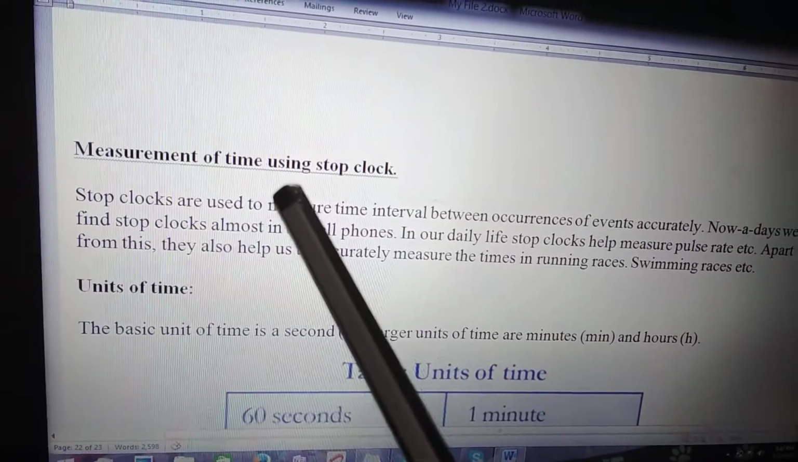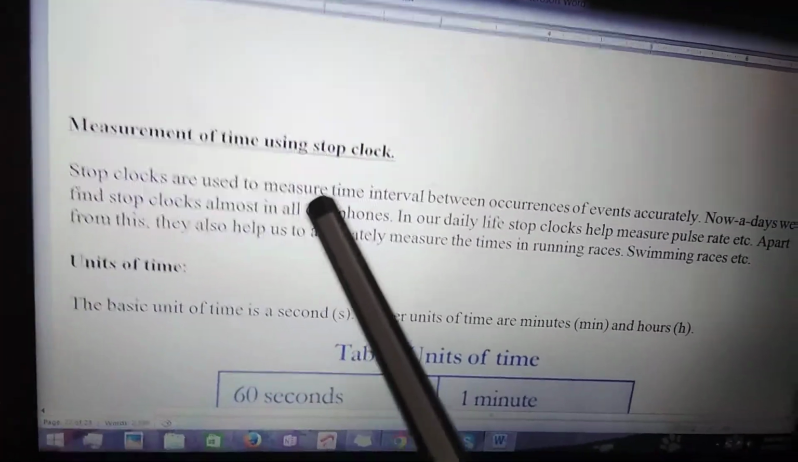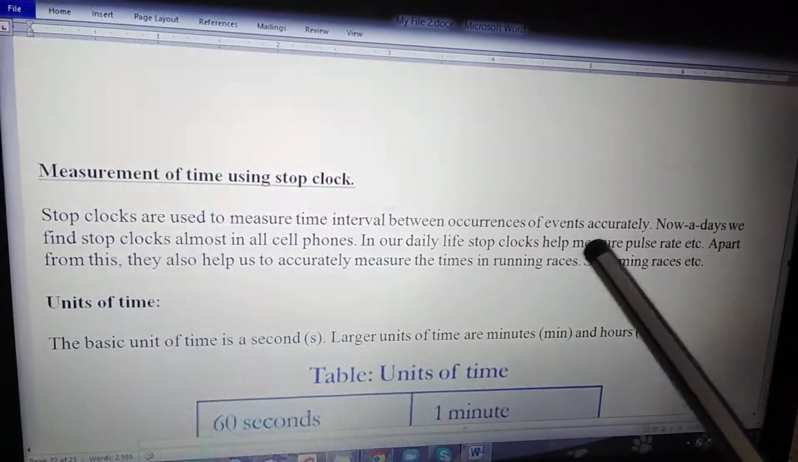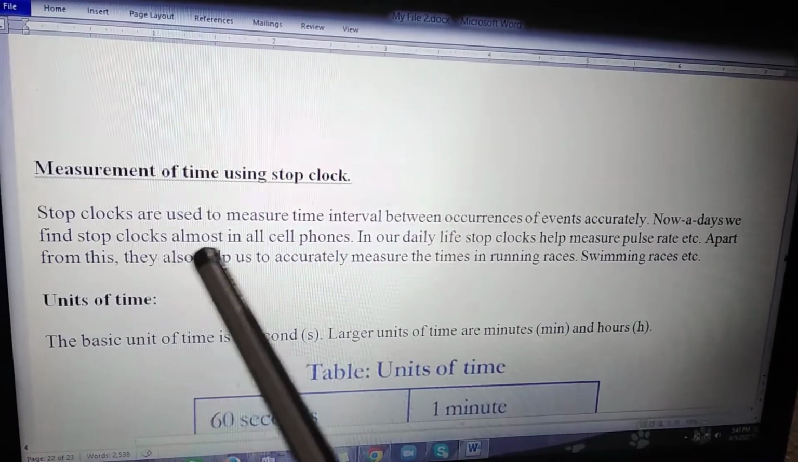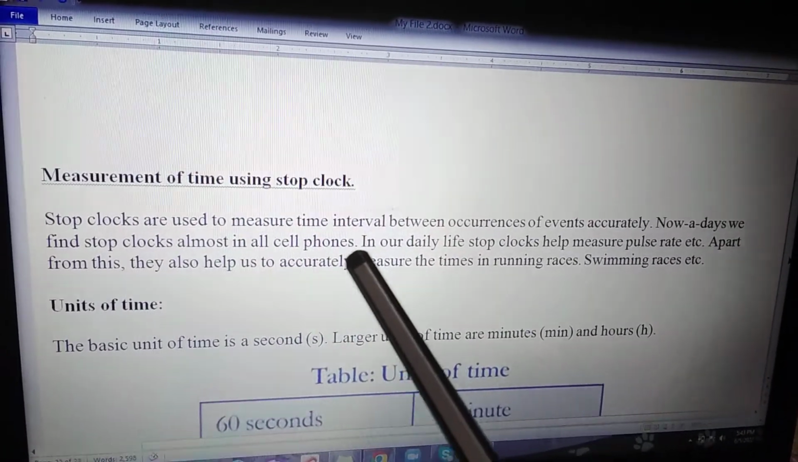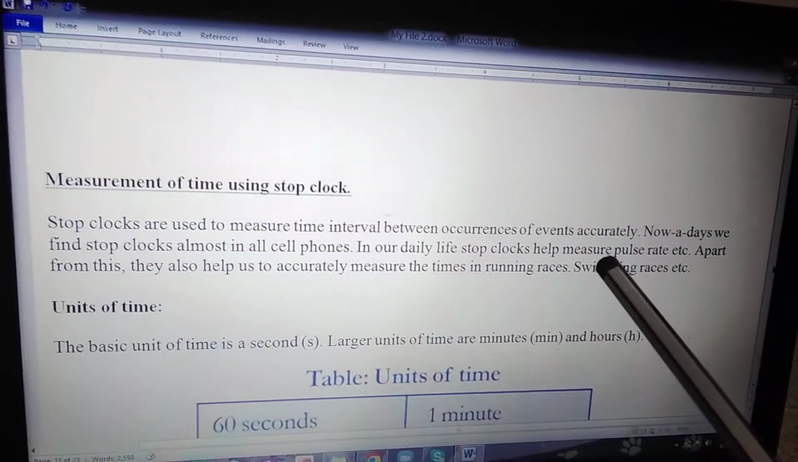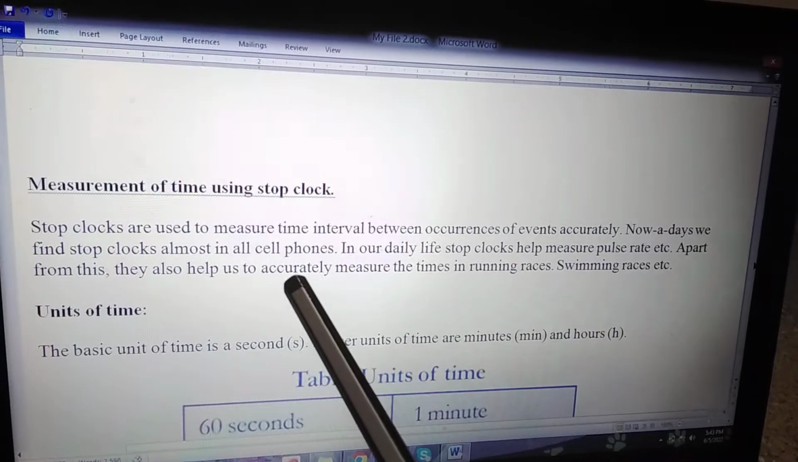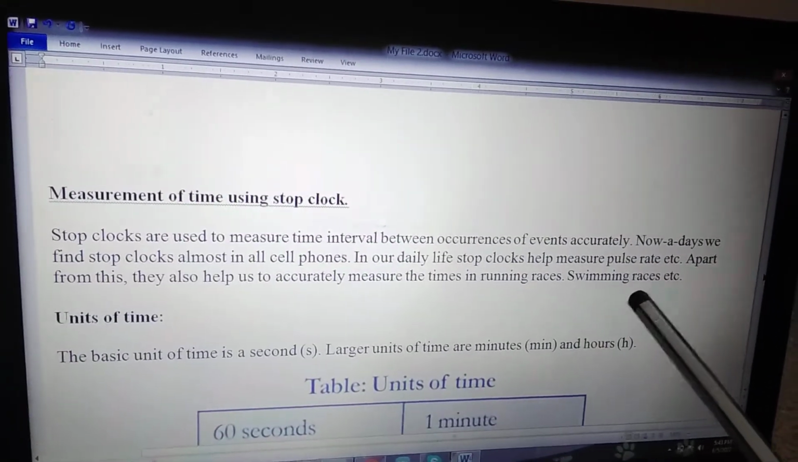Measurement of time using a stop clock. Stop clocks are used to measure the time interval between occurrences of events accurately. Nowadays, we find stop clocks almost in all cell phones. In our daily life, stop clocks help measure pulse rate, etc. Apart from this, they also help us to accurately measure the time in running races, swimming races, etc.